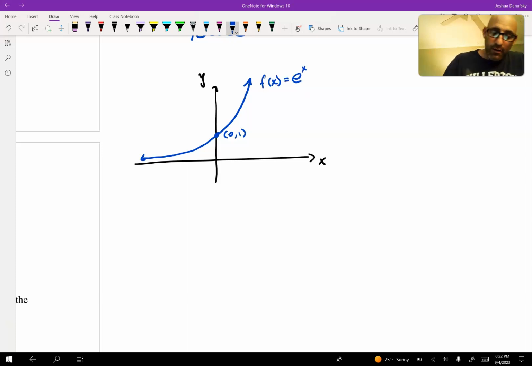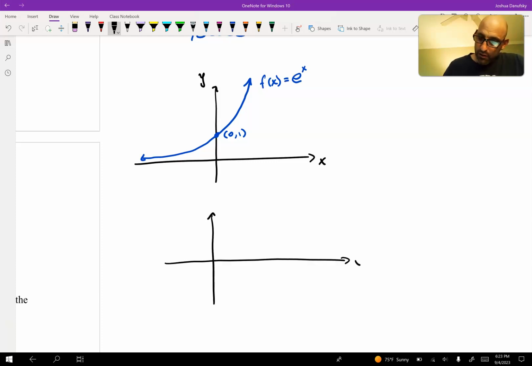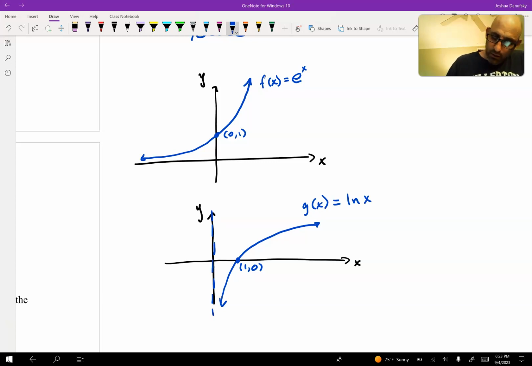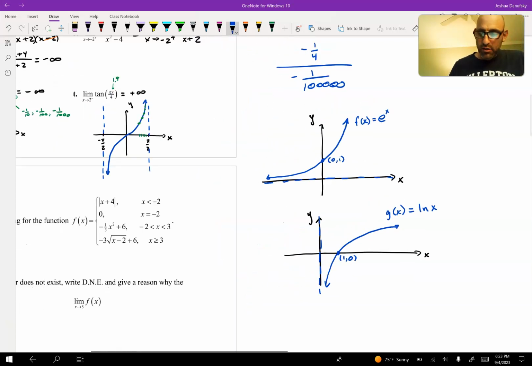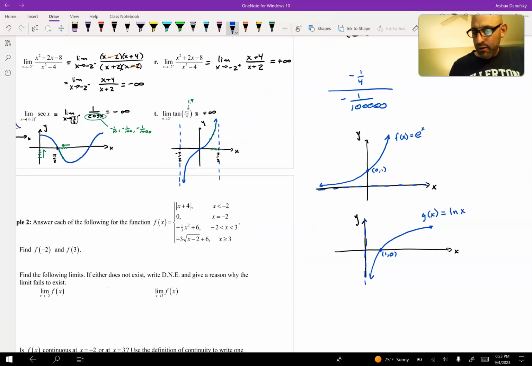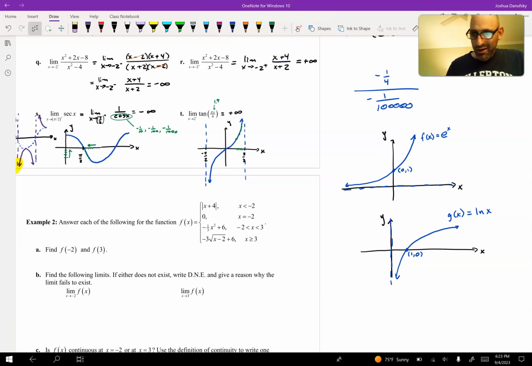It could also be 2 to the x, and so on and so forth. And then also knowing the graph of your logarithmic function, which is the inverse. Here it's going through (1, 0). We'll call this g of x equals ln of x. And that one has a vertical asymptote here. This one has a horizontal asymptote here. So these are just 2 more graphs along with your tangent and your secant and your cosine and sine and cosecant and cotangent that will be helpful in doing these.